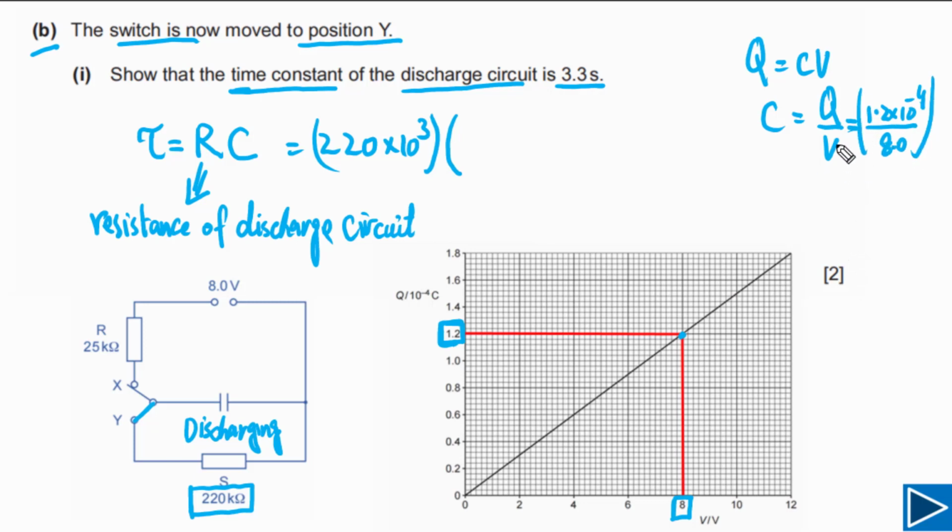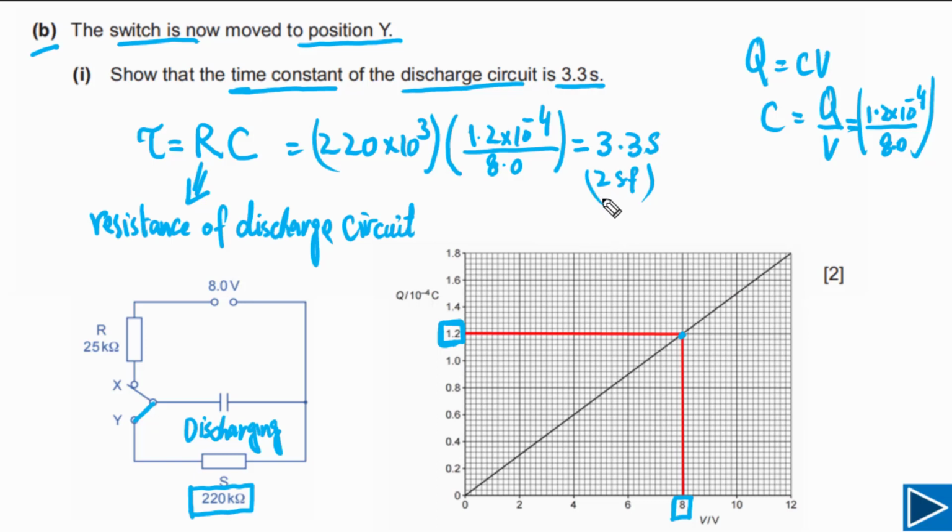Now simply we can plug in the value of C and we can calculate tau. So the value of C is 1.2 times 10 to the negative 4 divided by 8.0. So our final answer in this case is 3.3 seconds up to 2SF. Because this data has 2SF, this also has 2SF. So the least number of SF we have is 2. And this is our final answer.